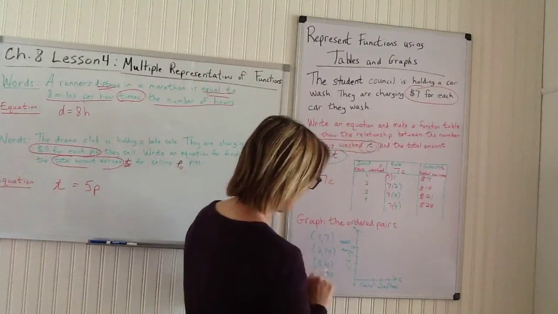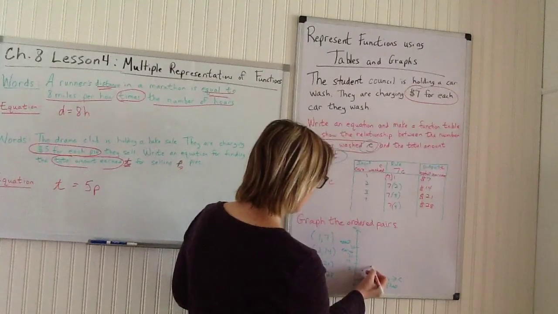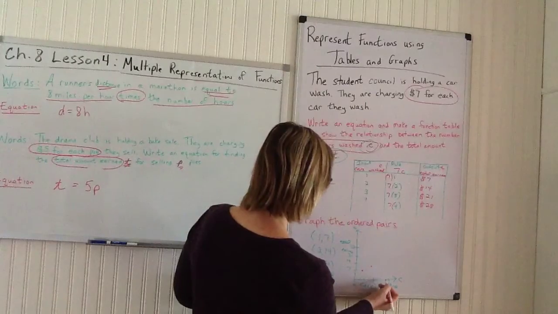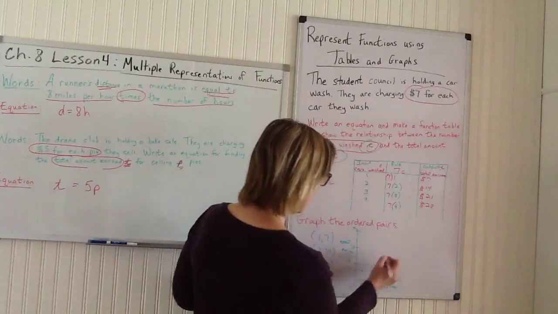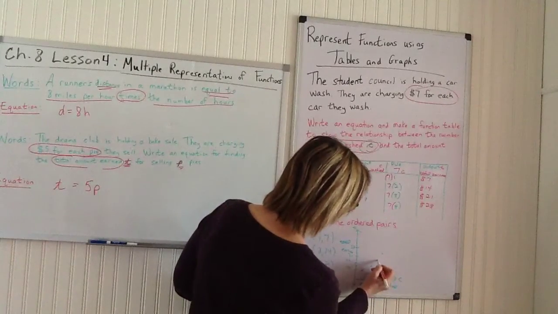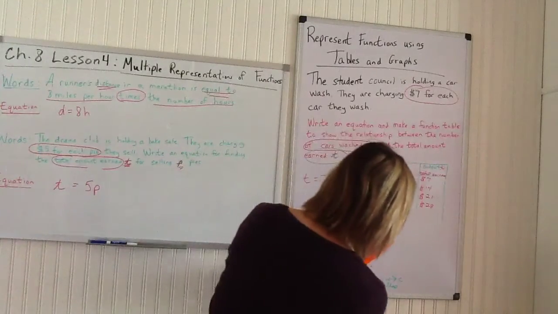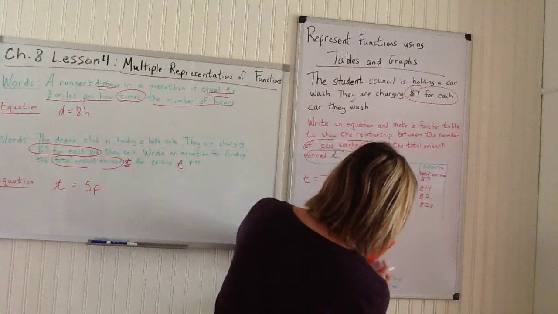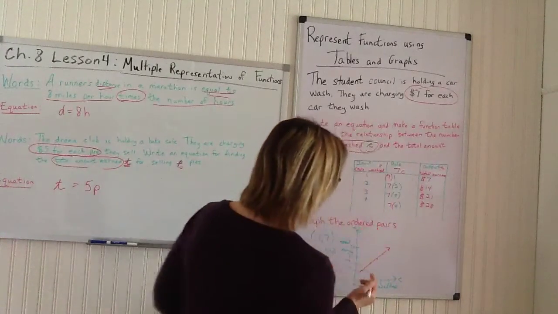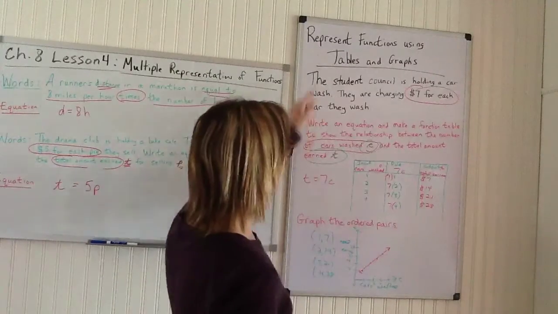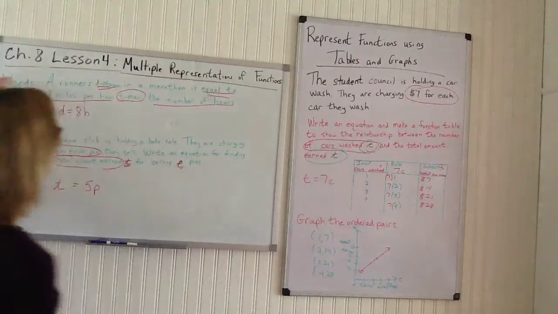Now I can plot my points. Over 1, up 7, over 2, up 14, over 3, up to 21, and over 4, up to 28. Once I connect these dots, you will see that this creates a straight line, which is my linear function. So to wrap this up, I can represent functions using the table, the graph, words, and equations.